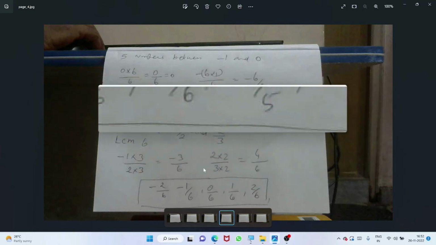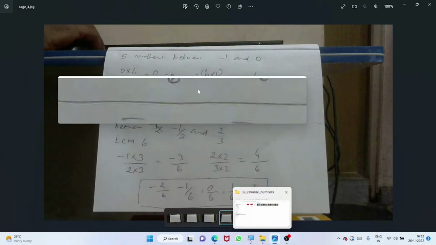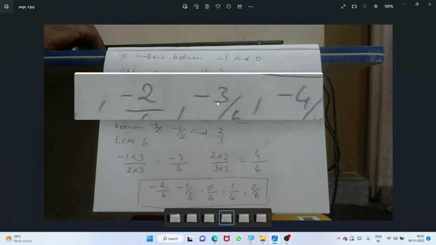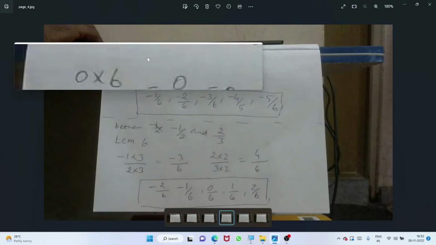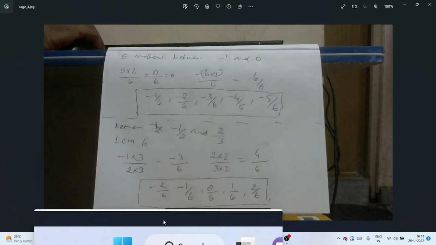So these are the 5 rational numbers. Okay, 0 is also a rational number. So between minus 1 and 0, these are the 5 rational numbers. Because we need 5 rational numbers between them, I multiplied it by 6.